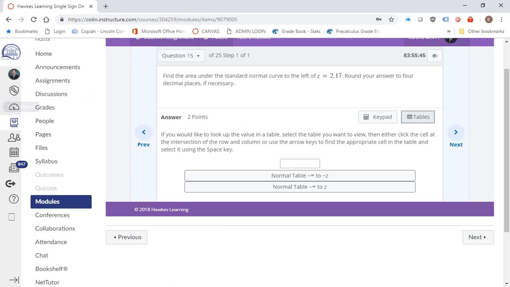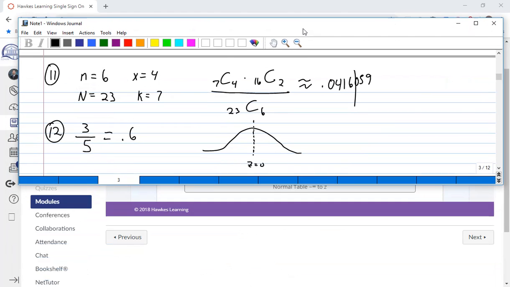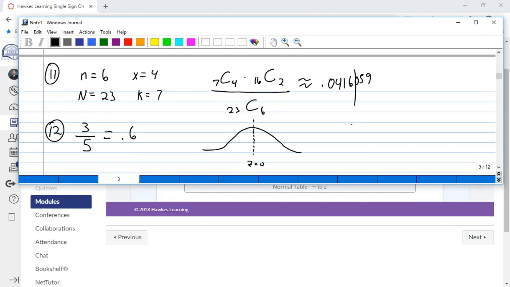So let me show you a picture of what we're actually finding. So this is number 14. Somewhere under that curve, if you have a z of 0 right in the middle, then 2.17 standard deviations to the right, that's what a z of 2.17 means. So somewhere over here on the right side, you're going to have a z of 2.17. And that problem wants to know the area to the left. Well, luckily, that's the way that the tables are written.